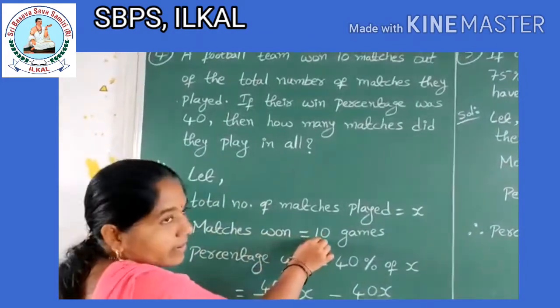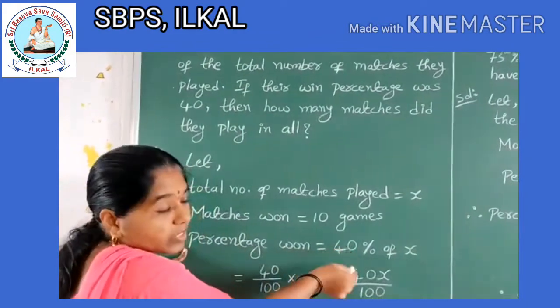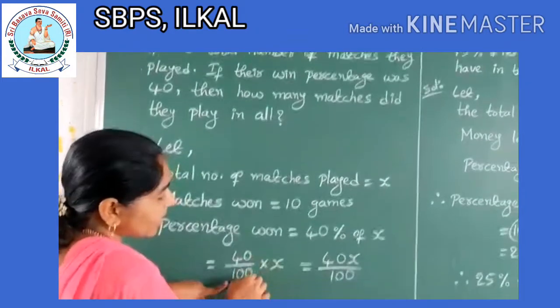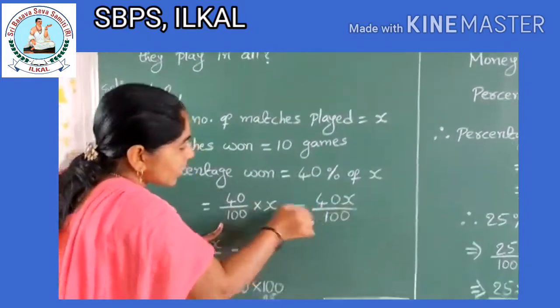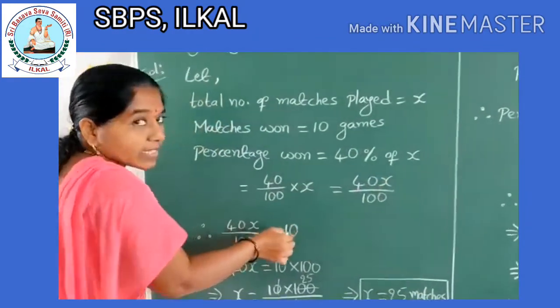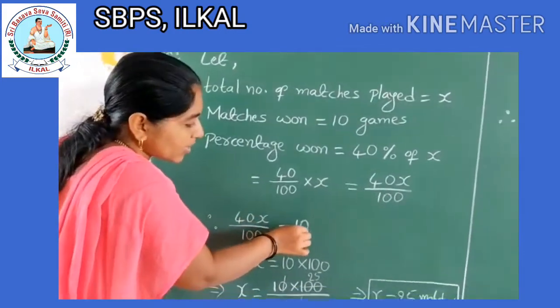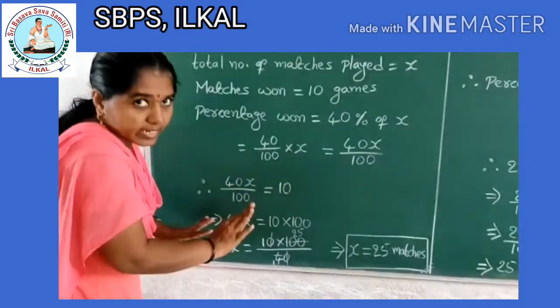Matches won is 10. They said they won 10 games. The percentage is 40%, which means 40% of x. 40% of x means 40 by 100 into x, which we can write as 40x by 100. This much they won, which is equal to 10. So 40x by 100 is equal to 10.